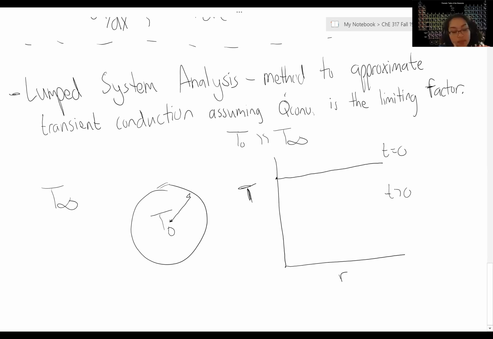I'd expect it to be like a negative linear. So it should be like this. Yeah. Okay.